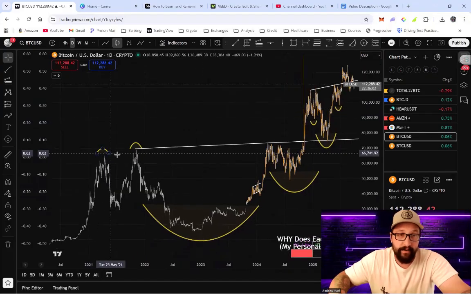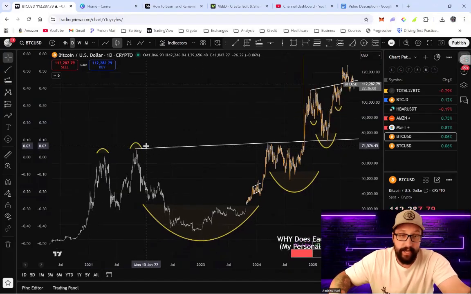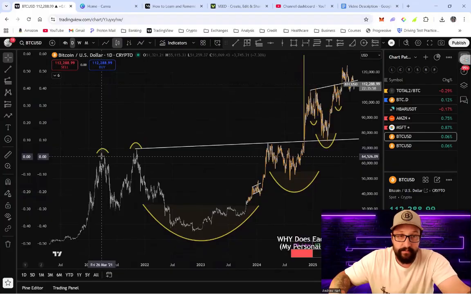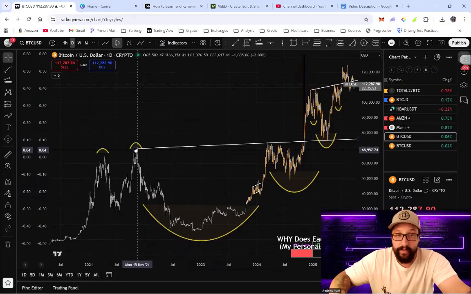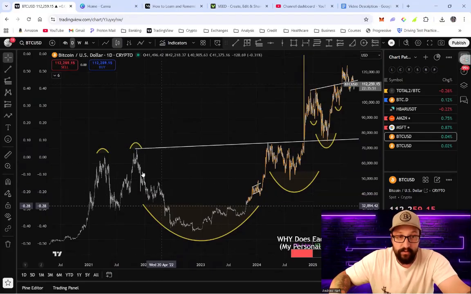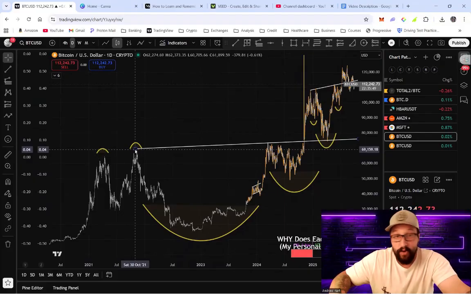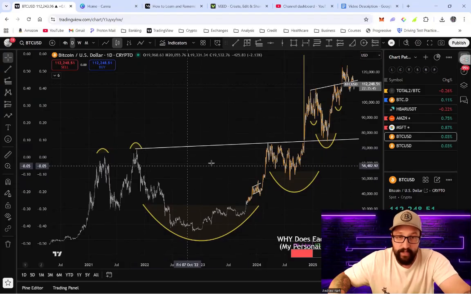So right here, I have a double top. That's typically a bearish sign, basically meaning that the sellers are winning and buyers are not willing to buy here. And so price goes away from this price point aggressively. And the same thing could happen in a double bottom scenario.